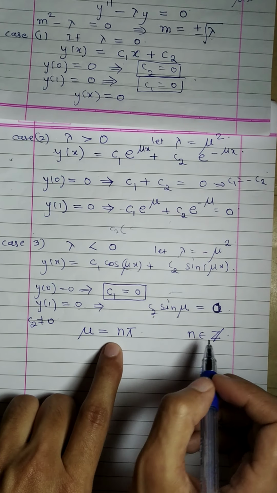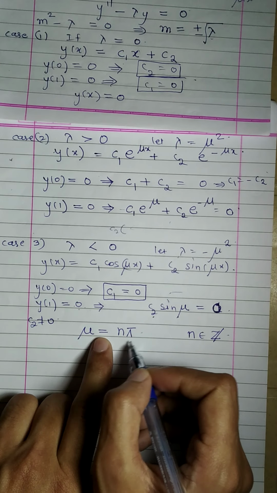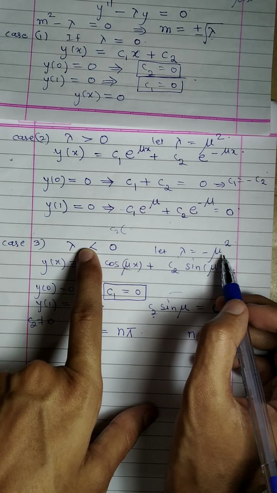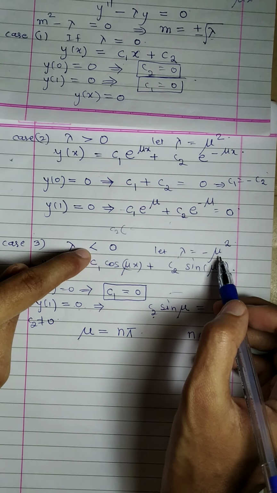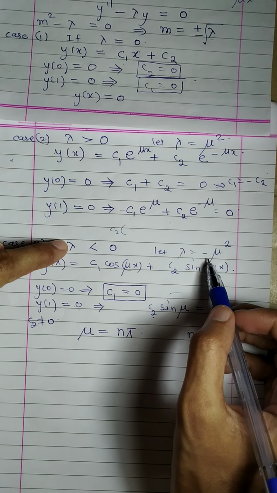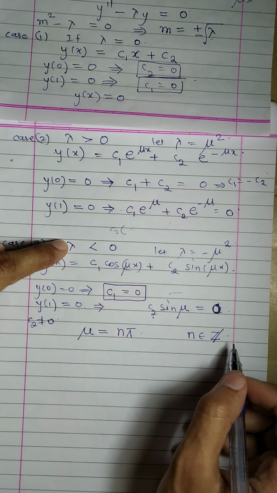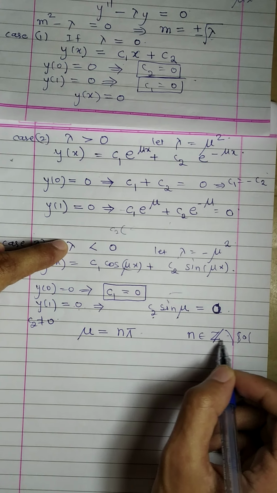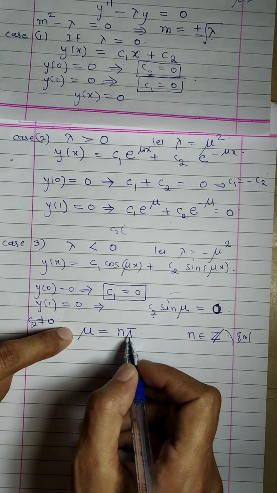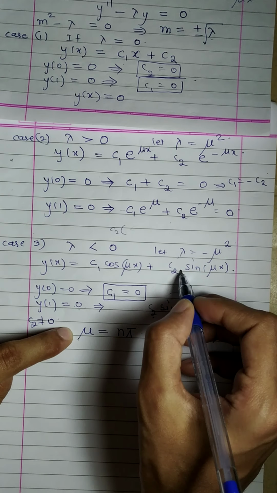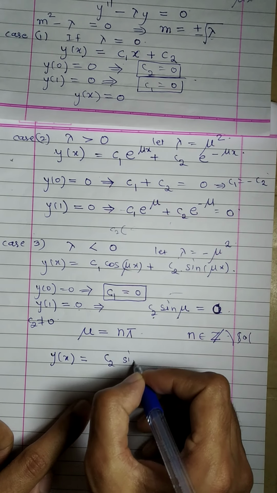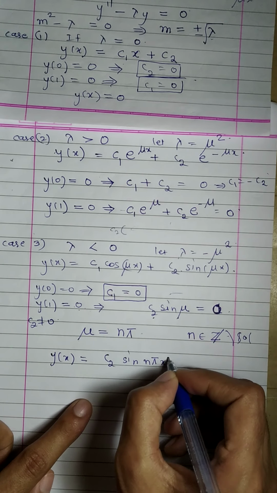But again you see, if n is equal to 0, then mu is equal to 0, but we have taken lambda strictly less than 0, and therefore clearly from here mu will not be equal to 0, but we will get some other integer. So mu is equal to n into pi, and c1 is already 0, so the solution y of x will be of the form c2 sine of n pi x.